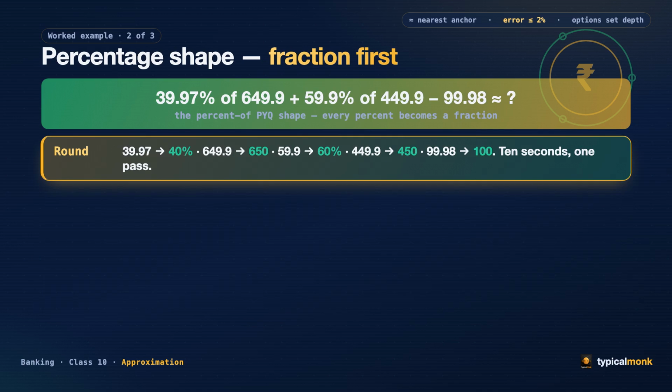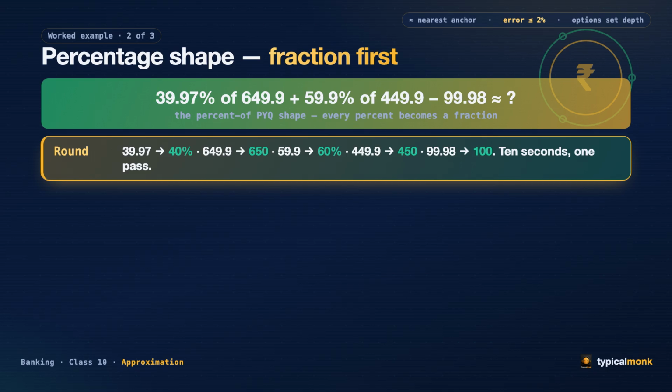The second worked example, the percent of shape. And here there is only one rule. Every percent becomes a fraction. 39.97% of 649.9 plus 59.9% of 449.9 minus 99.98, approximately what? Step 1. Round, one pass.